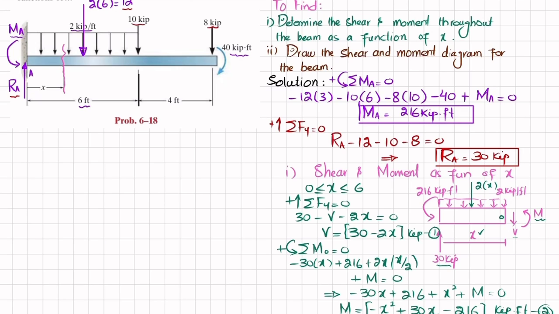Okay, what we will do now is cut the beam at x equal to this. So this will be the total x. Clear? X is this one. So this remaining distance will be equal to, total length is 10 feet, so 10 minus x will be this remaining portion. And we will draw the free body diagram of this portion.